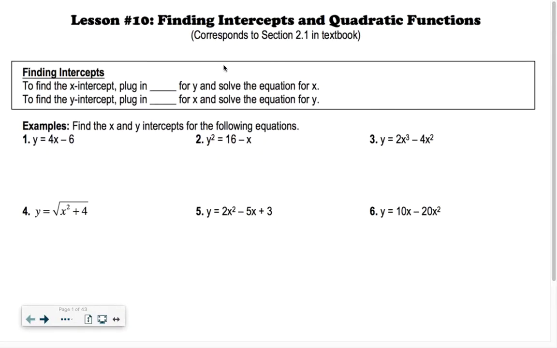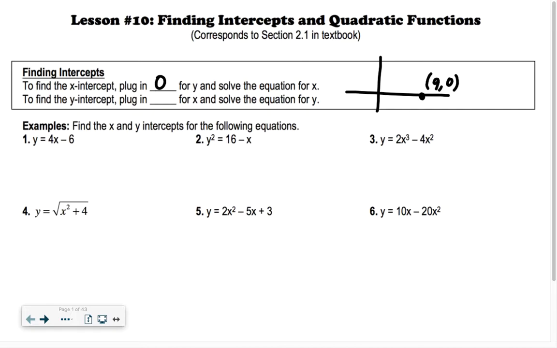Finding intercepts and quadratic functions, so these parabolas. The first thing we are going to find are x and y intercepts. I think we actually did this last chapter, but we're going to recap and do it again. To find the x-intercept, we plug in 0 for y, because an x-intercept is a point like (9, 0), where we have a y value equal to 0.